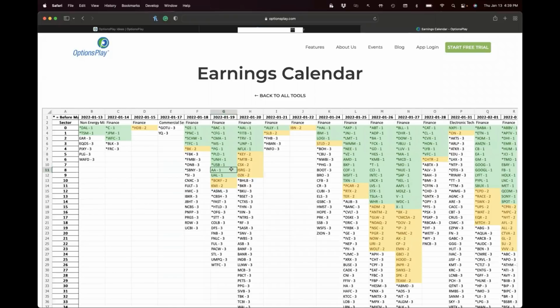Does that make sense? Please type 6 into the chat window if that makes sense to you. And this is going to make your earnings research a hell of a lot easier.